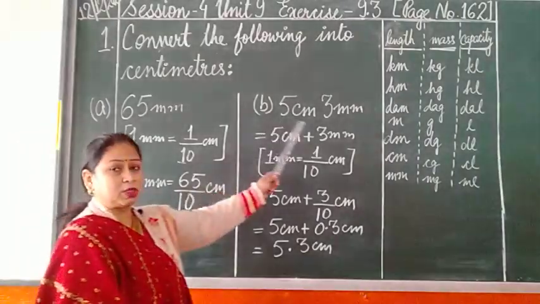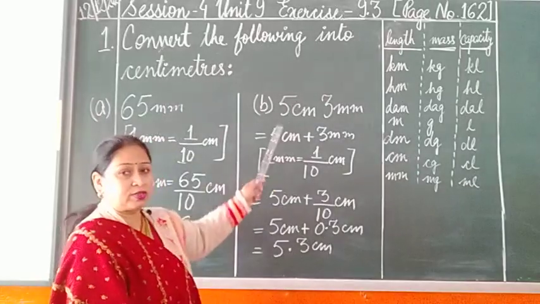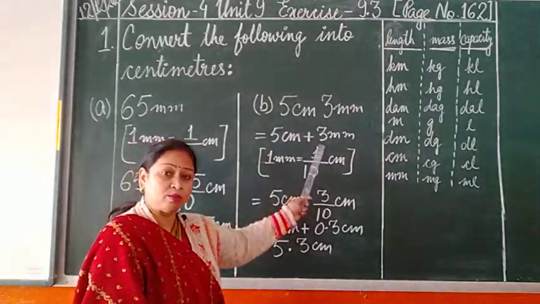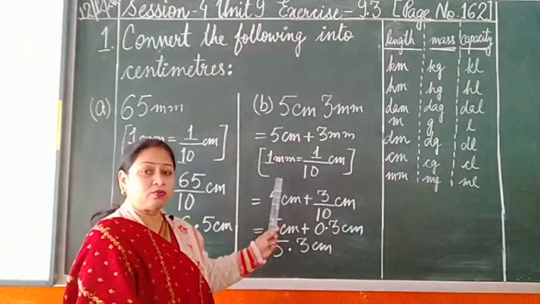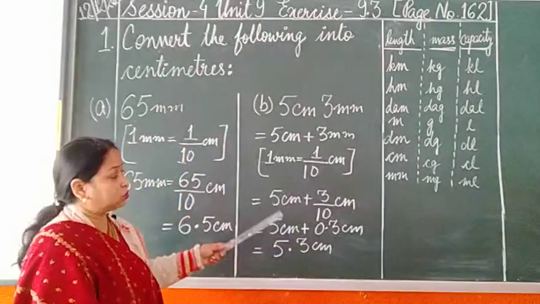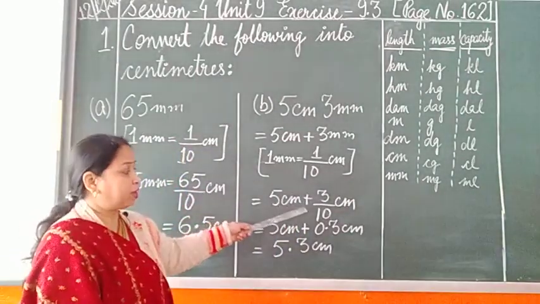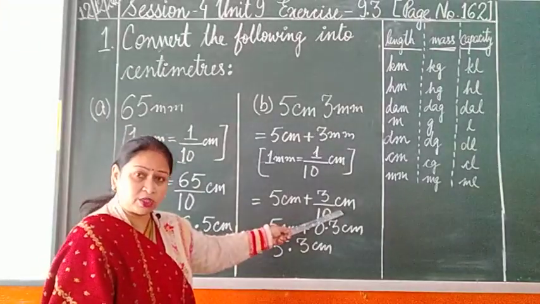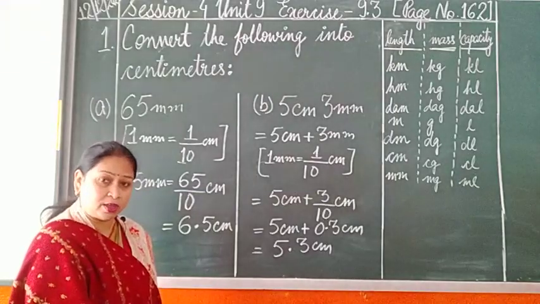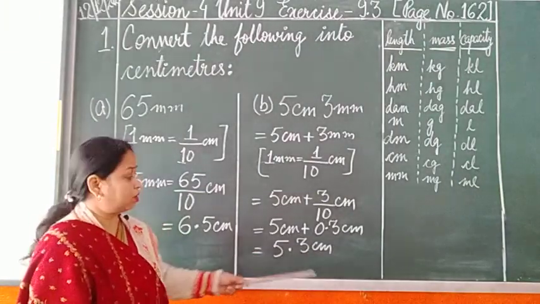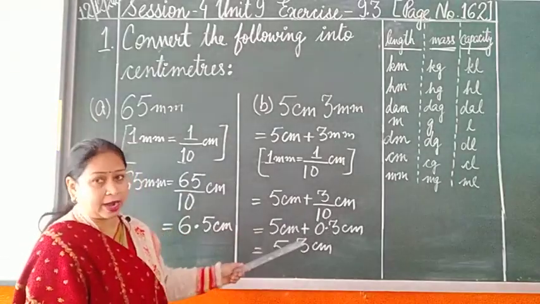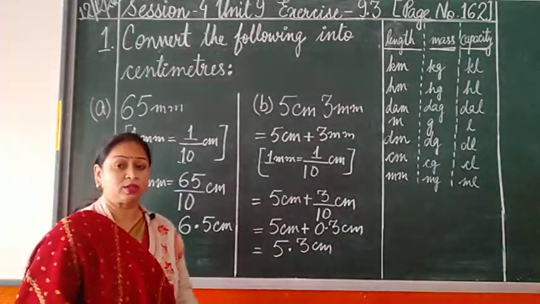Then 5 centimeter 3 millimeter was given to you. 5 centimeter no need to change, because this is what the question is asking. You have to change 3 millimeter. You know the conversion, 1 millimeter equal to 1 upon 10 centimeter. So, by changing this, you will be writing 5 centimeter plus 3 upon 10 centimeter. So, 3 upon 10 centimeter will be converted to 0.3 what? Centimeter. So, you will get your answer. This is 5 centimeter, this is 0.3 centimeter. Add up these two, you will get 5.3 centimeter.